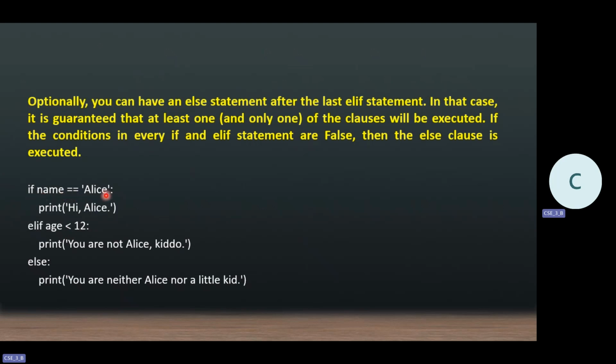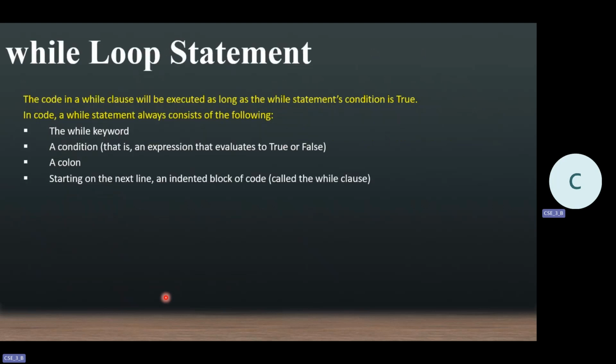If name is Alice, then we are printing Alice. Otherwise, if age is less than 12, then you are not Alice, kiddo. If none of these two conditions become true, then we go to the else block. Then we are going to print the message, that is you are neither Alice nor a little kid. So if none of these conditions is true, we go to the else block, and then we get this message.